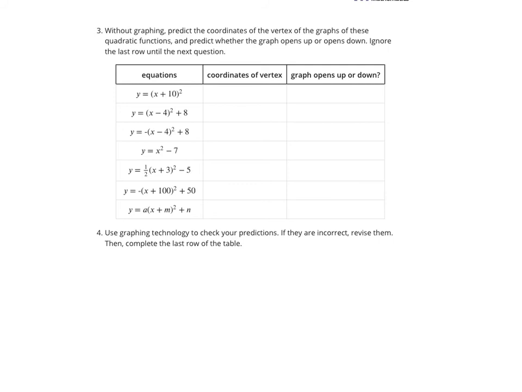All right, number 3, without graphing, predict the coordinates of the vertex of the graphs of these quadratic functions and predict whether the graph opens up or opens down. Ignore the last row until the next question. It told us to ignore something, so we're going to ignore this. And for goodness sakes, they are using different variables. Oh well. Ignore that last row for a minute, all right? Let's work on it. What we have been doing is vertex form, a times x minus h quantity squared plus k, where my vertex is h comma k.